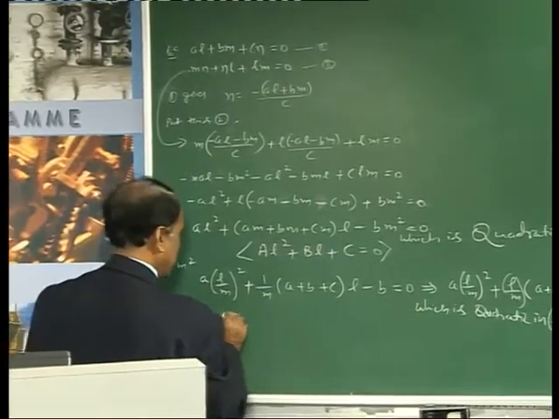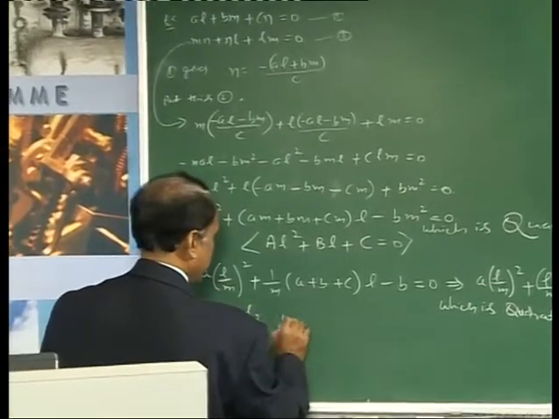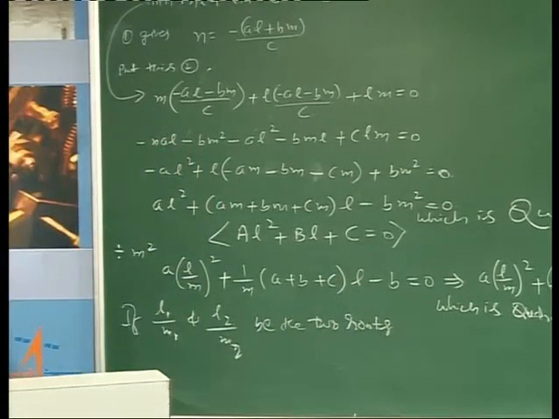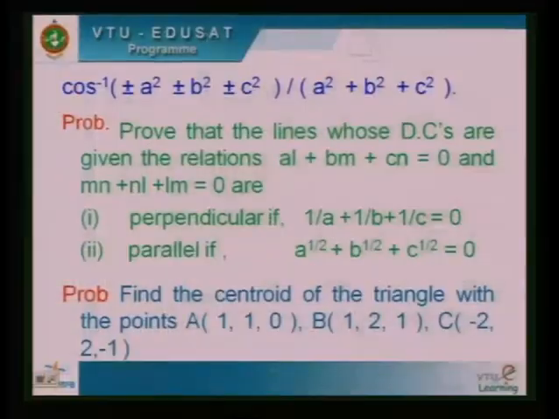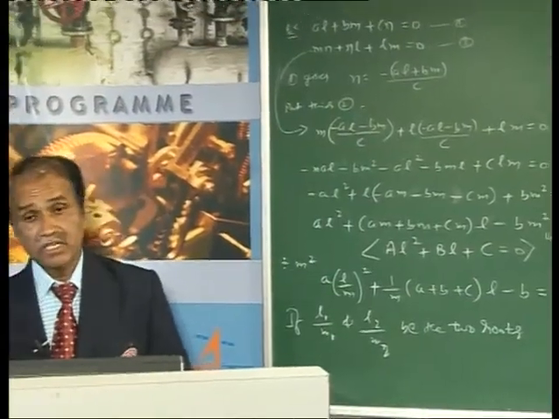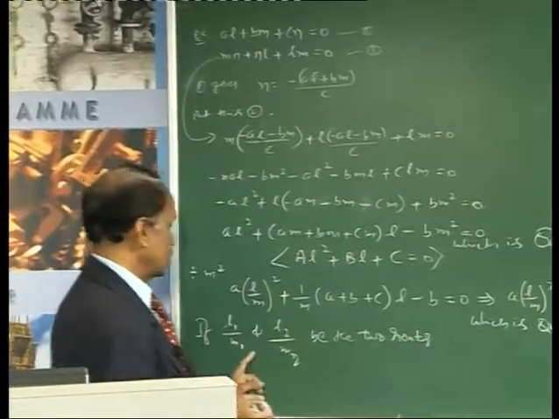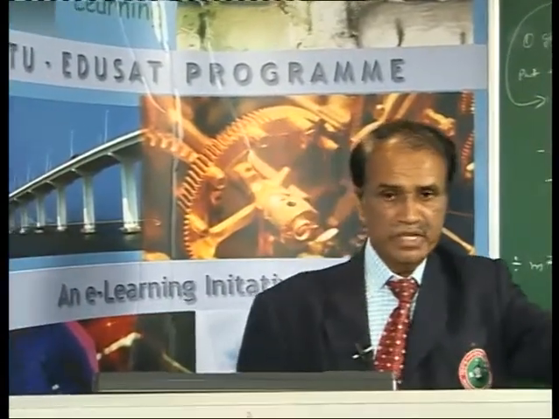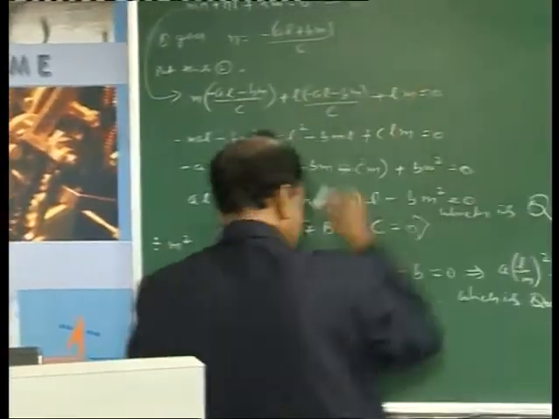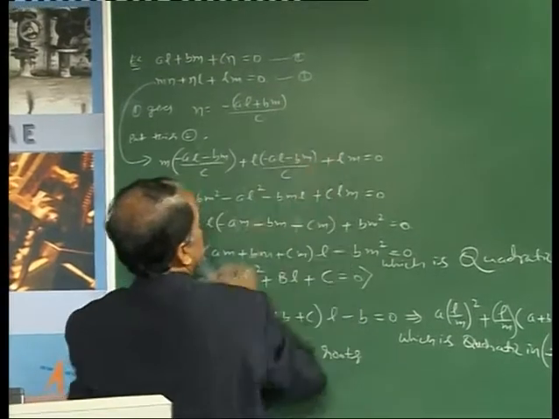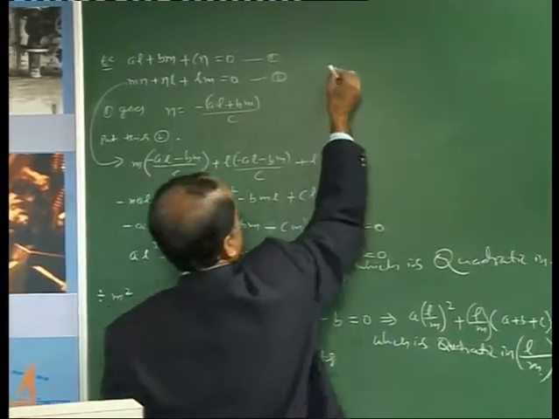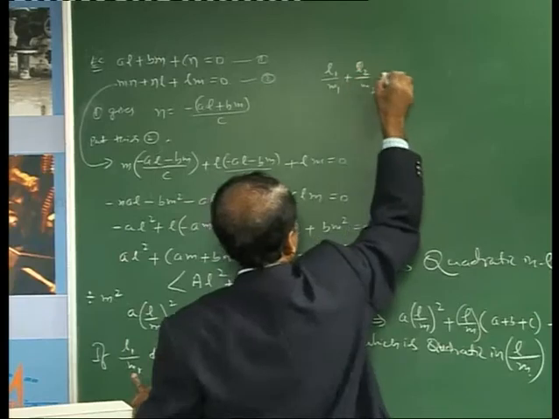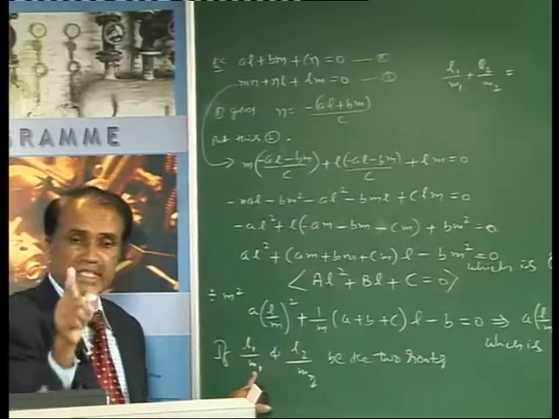If L1 by M1 and L2 by M2 be the two roots, then you have studied in the lower level classes, even high school level, in the 11th and 12th class also, the sum of these two roots is equal to minus B by A, and the product of these two roots is equal to C by A. I am using that property. What is that property here? Sum of the roots, L1 by M1 plus L2 by M2 is equal to, according to the formula, minus B by A.